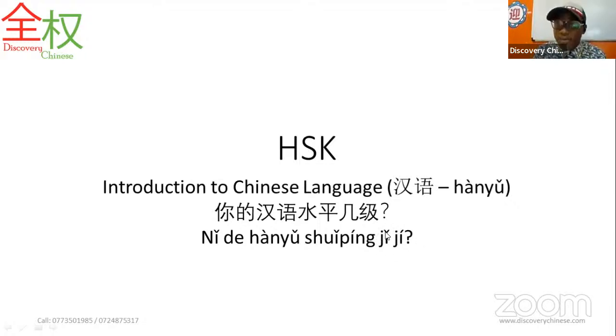You can see this 几 now. You're going to see why we have this 几 with this third tone and this 级. I will be explaining the difference. Now, this first 几, for now, you need to know that 几 means how many. When I say 几, it means how many. Now, this other 级 means a grade.